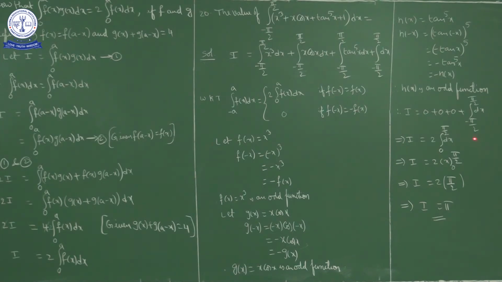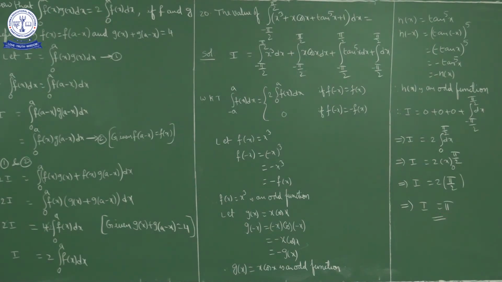So instead of the integral from minus pi by 2 to plus pi by 2 of dx, we can write 2 times the integral from 0 to pi by 2 of dx. So I is equal to 2 times the integral of dx, which is x, with lower limit 0 and upper limit pi by 2. In place of x, write upper limit minus lower limit. So I is equal to 2 times pi by 2 minus 0, that is pi by 2. The 2s cancel. So I is equal to pi. That is the final answer.